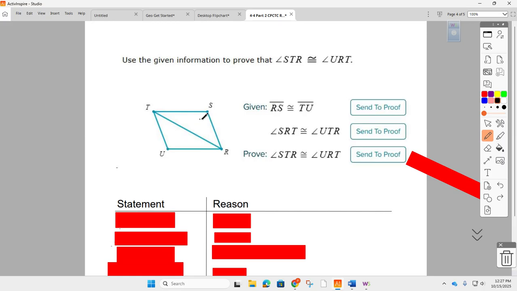But if we know that this triangle is congruent to this triangle, then we can say this angle is congruent, because it has to be if the triangles are congruent.